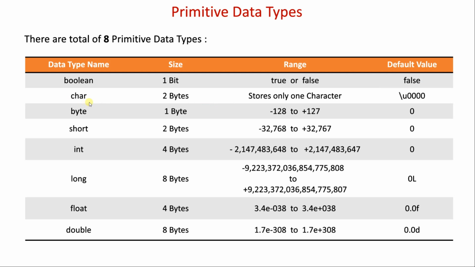Okay, coming to this char data type, it stores only one character, that is within single quotes. It takes 2 bytes of data. Generally in C and C++, this char data type takes only 1 byte, because C and C++ follow the ASCII character set, but in Java, the char data type takes 2 bytes of memory because Java follows the Unicode character set.